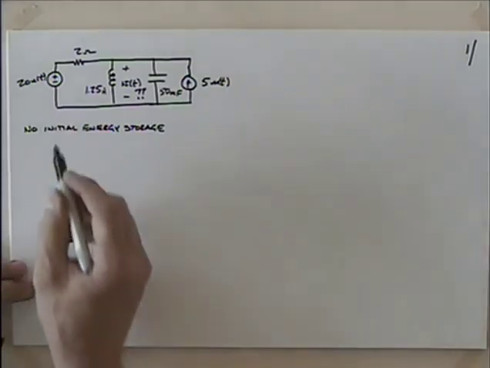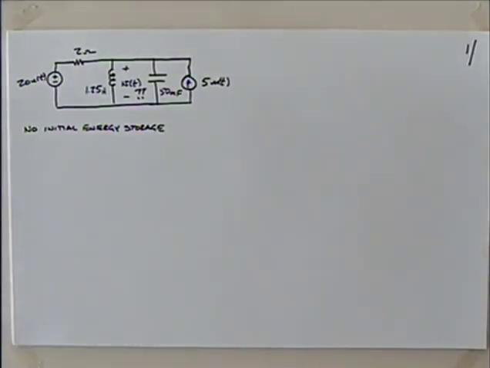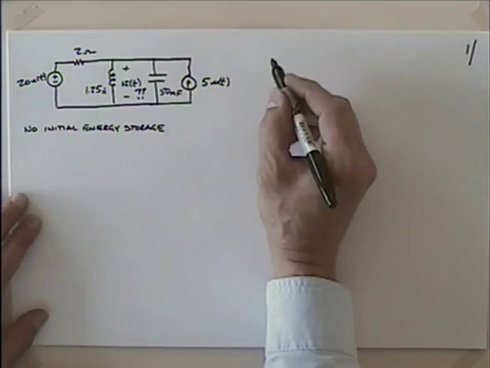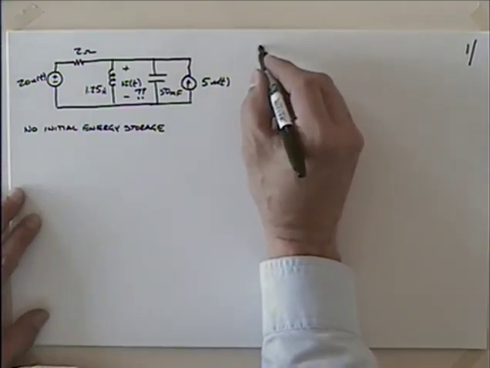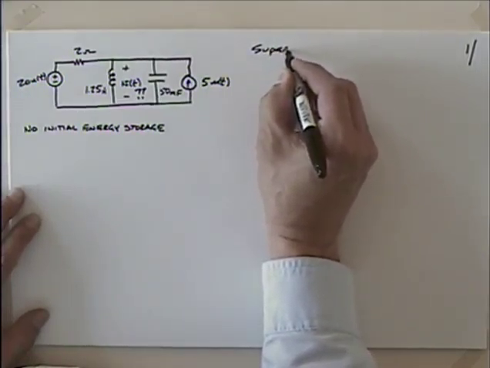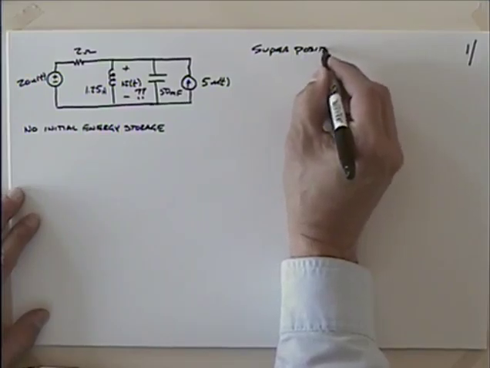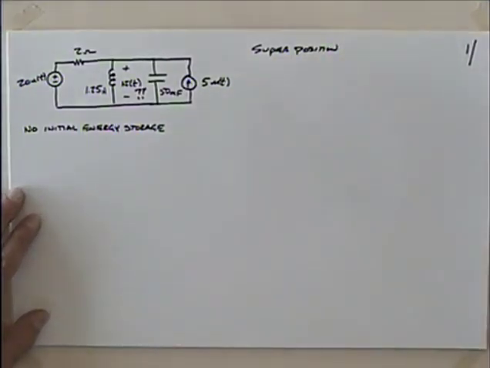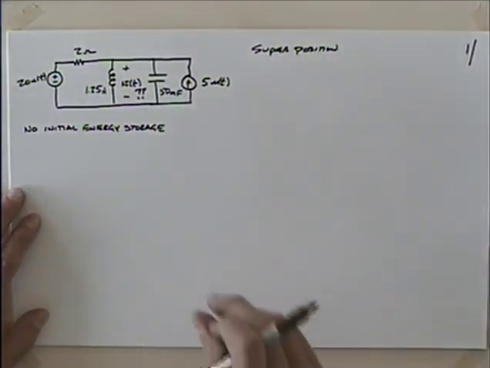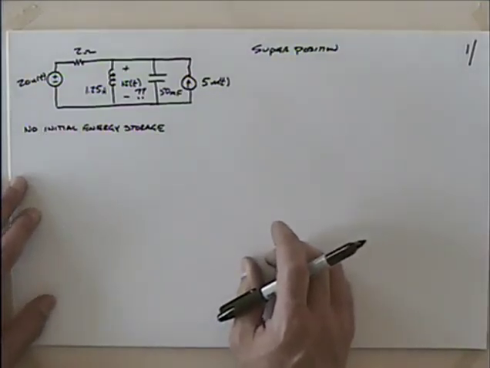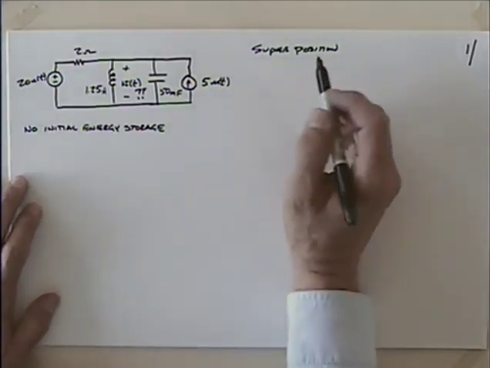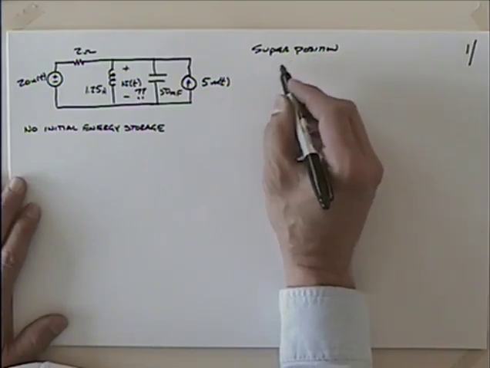We'll note no initial energy storage, so the capacitor doesn't have an initial charge, the inductor doesn't have an initial current, so that would keep things a little bit easier. But as we think about superposition, usually with superposition, if it had dependent sources, we avoided superposition and would go to node or mesh analysis. Since this doesn't have dependent sources, superposition is probably a good candidate for that.